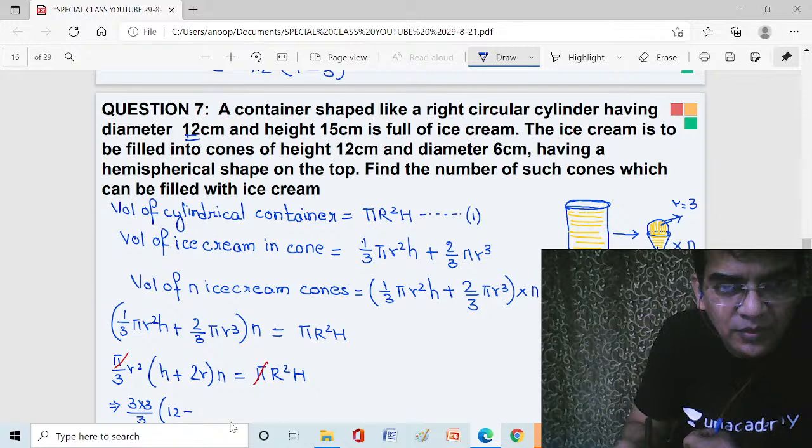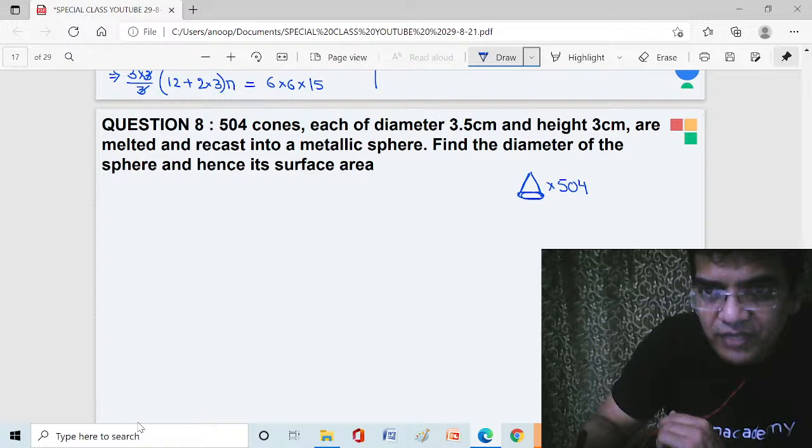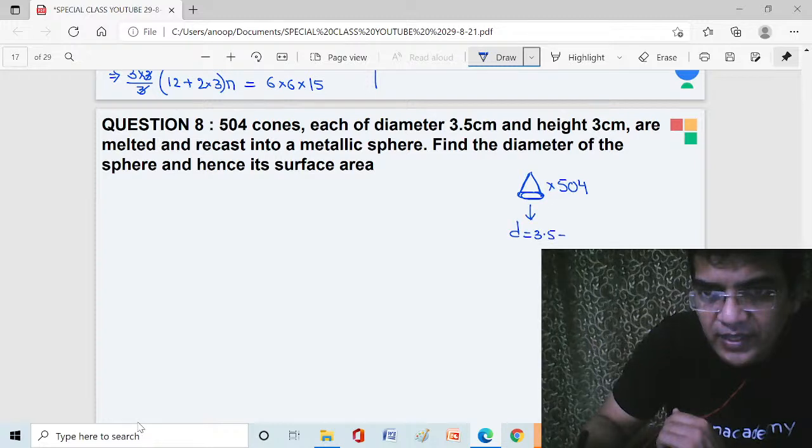Now what about the cones they are saying? The diameter is 3.5. Okay, so for this cone, diameter is 3.5. That can be written as 7 upon 2. So what will be the radius? You will say half of the diameter. So when the diameter is divided by 2, that will give you 7 upon 4. So for the cone, radius is 7 upon 4 and the height is given as 3.